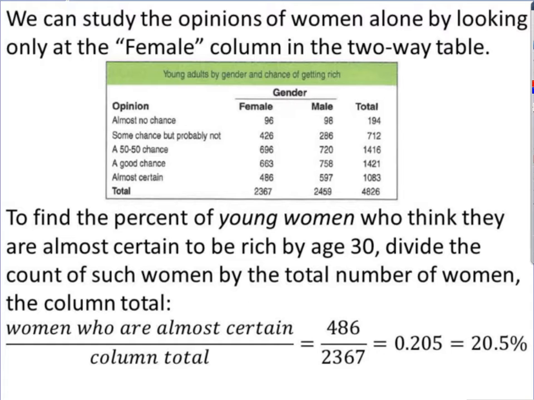We can study the opinions of women alone by looking only at the women column, or the female column, in our two-way table. So to find the percent of young women who think they are almost certain to be rich by age 30, we're going to divide the count of women who think they're almost certain by the total number of women. So in that column, we have 486 females who are almost certain they will be rich. And we're going to divide that by the total of the column, so we're only looking at the females. And we can see that 20.5% of the females feel that they are almost certain they will be rich by the time they are 30.